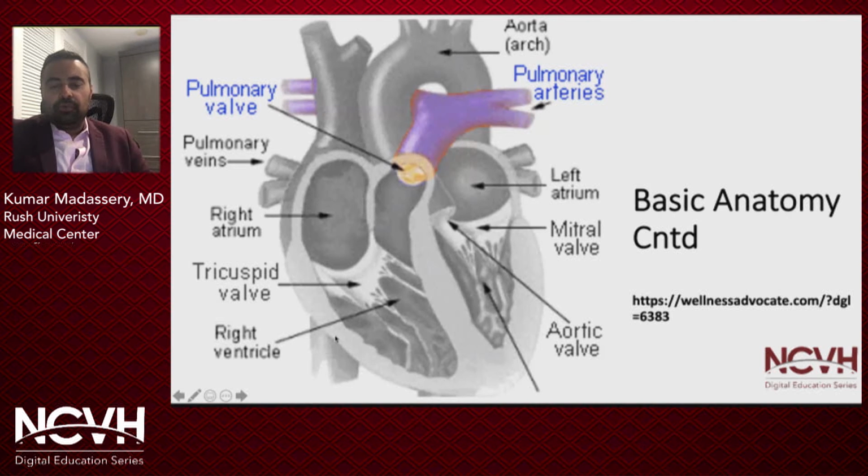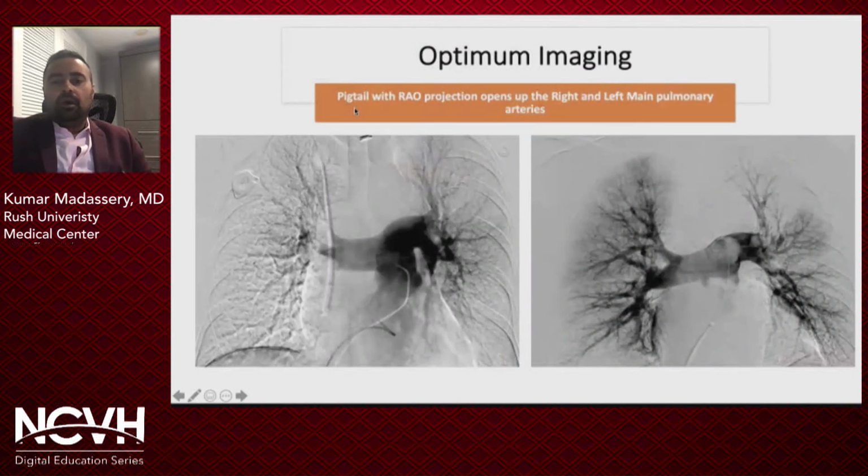This is the path that you're trying to go through if you're coming from the groin: the inferior vena cava, right atrium, then drop into the ventricle and find this outflow tract. For optimum imaging when you get into the pulmonary artery, if you look at these two pictures, one is in the AP, which is on the left, and the other one on the right is RAO, or right anterior oblique. Many of us prefer that. If you look at the left, there's an overlap of the right and main left pulmonary arteries. If you look on the right, it's actually opened up quite a bit.